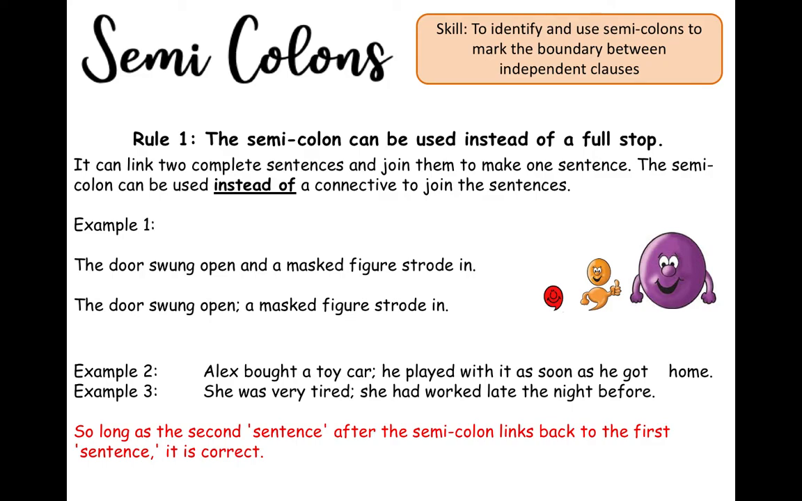Okay, so for example 3, she was very tired; she had worked late the night before. The second sentence after the semicolon, she had worked late the night before, links to the first sentence. It links to she was very tired. Now, would this make sense? She was very tired; she was having strawberries for pudding. No, not really. The second sentence doesn't link to the one before the semicolon, so make sure that they're connected.